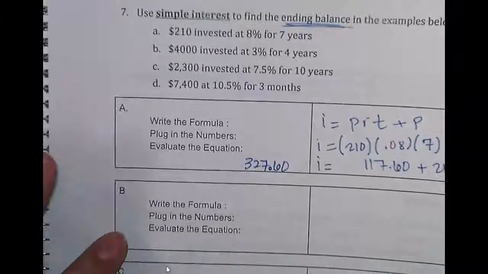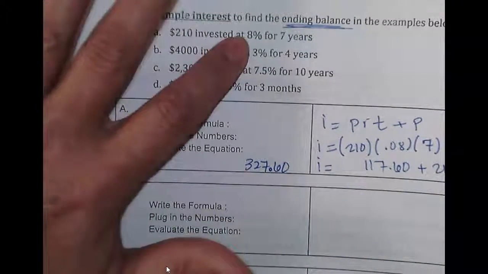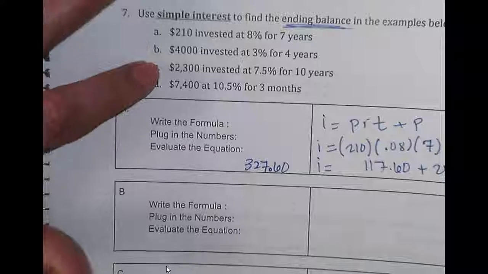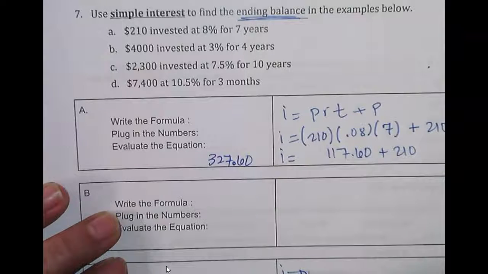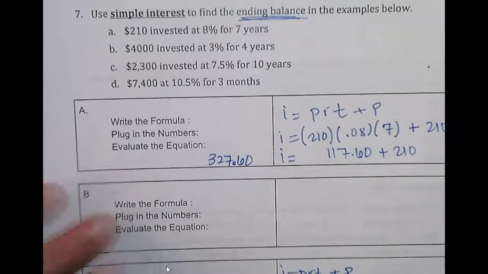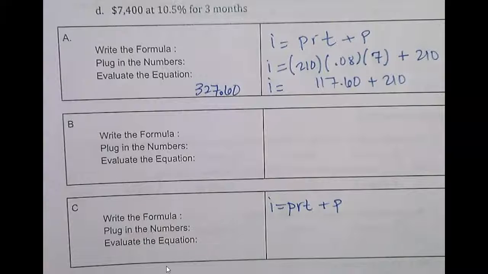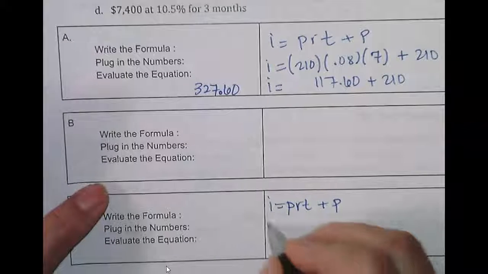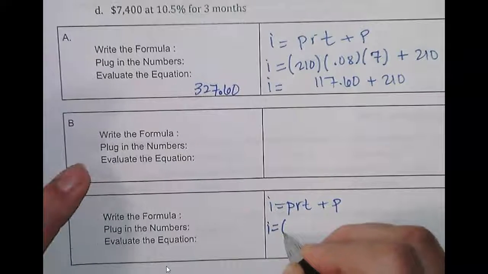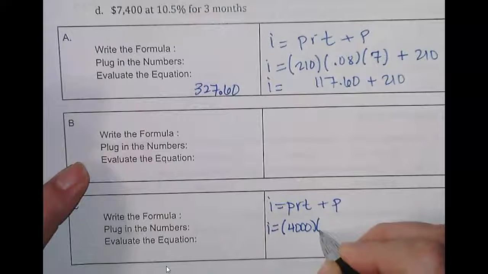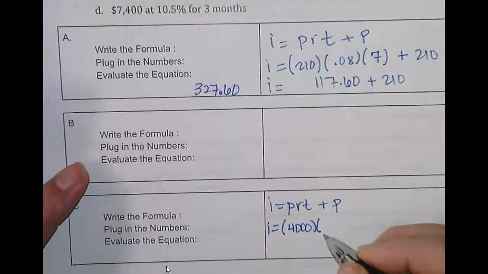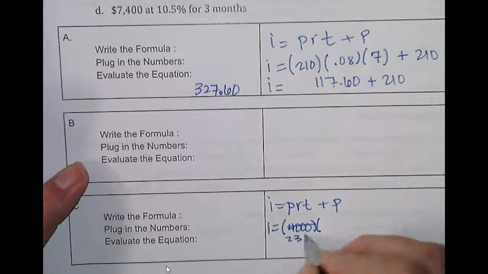Next one, question B. You have $4,000 investing at 3% for 4 years. And in fact, how about we do C, because it looks harder. So I think B is fairly simple. Well, let's try C instead. So that's going to be I equals PRT plus P. Why plus P? I think because it said how much money was left in the bank. And then P would be, what? 4,000. What's rate? How do you write, whoops, my mistake. That's not 4,000. That's 2,300.